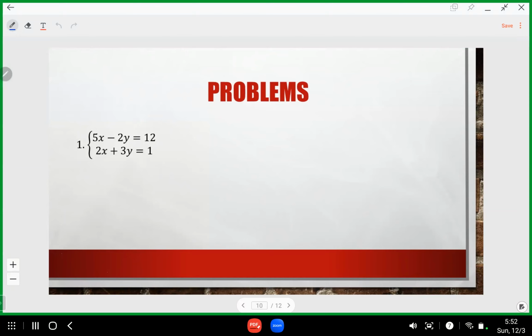Alright, so let's go over this one. Let's just turn this into a matrix. Alright, so we have 5, -2, and 12, and 2, 3, and 1. Alright, so looks like we don't have any pivots, which is extremely disappointing. Let's see what we can do here.